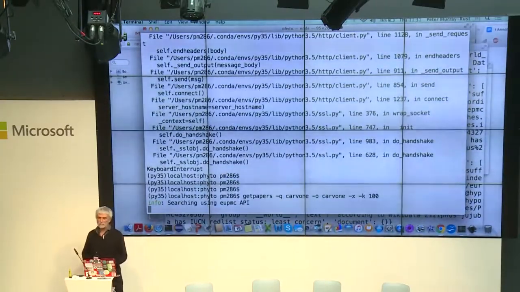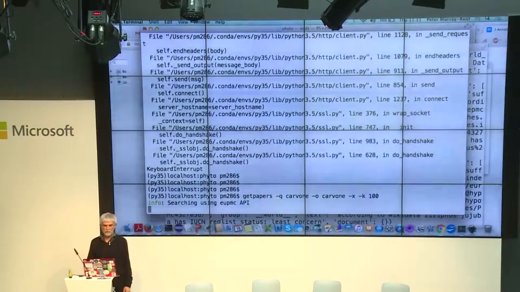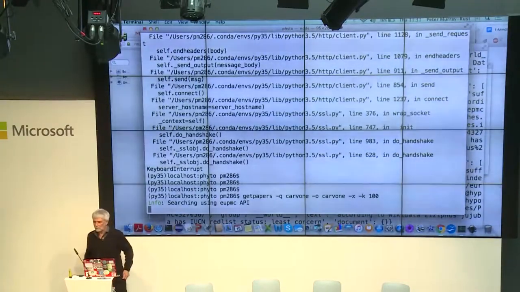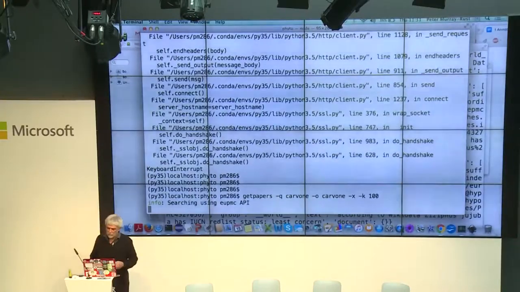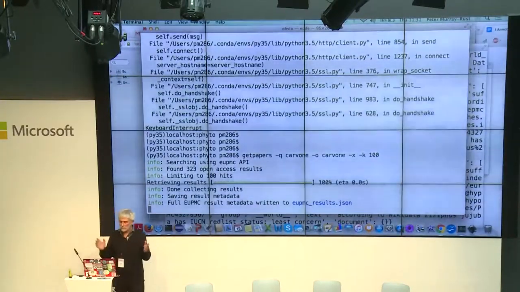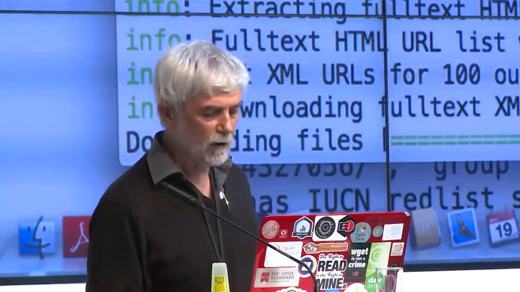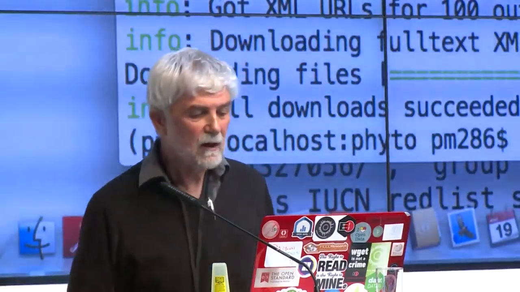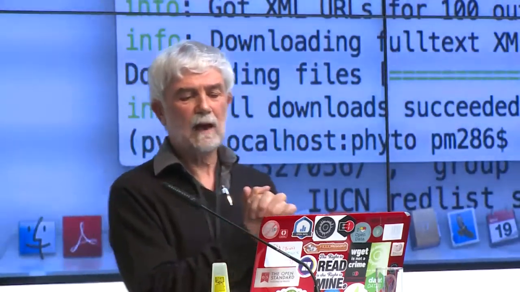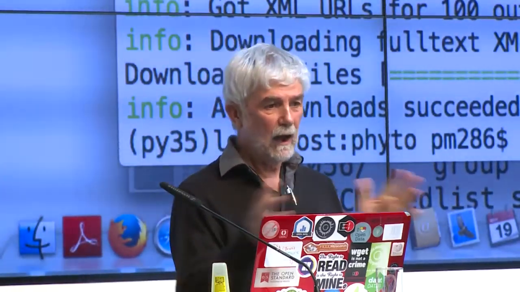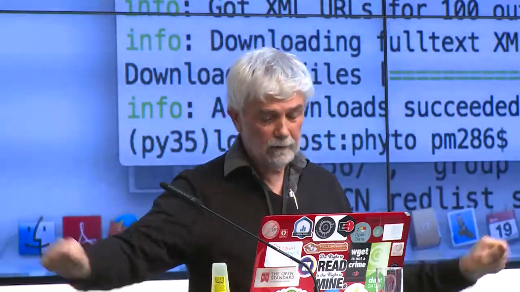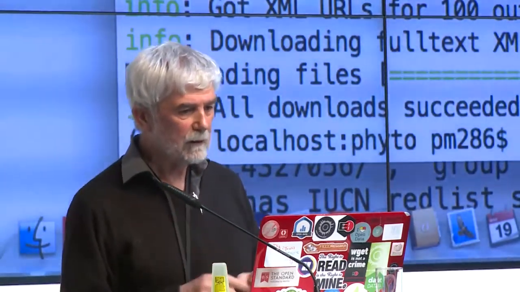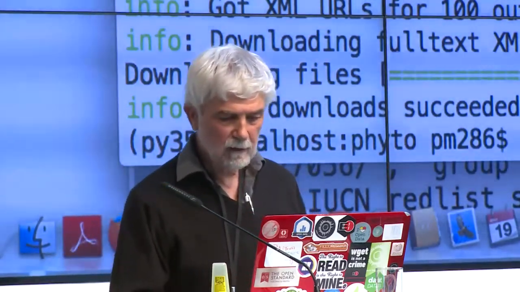It goes off, it goes to something called Europe PubMed Central, which is the biggest collection of freely available biomedical papers. It's run from just outside Cambridge, and you can see it's found 300 on carvone. We've limited it to 100 because I've only got 15 minutes, and within this time it's downloaded 100 papers, and that was real. This is not, you know, smoke and mirrors. So we've got that. I'm now going to mine it for facts.